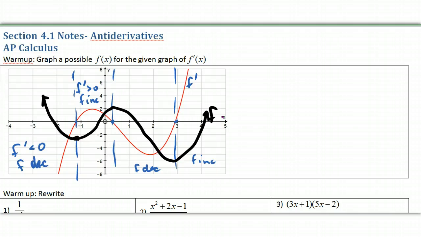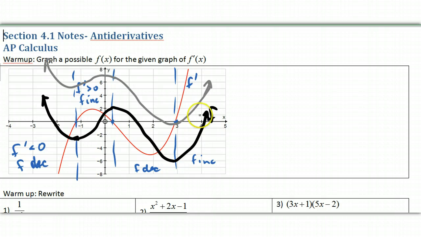Now, when you graphed this, you possibly did it up here. So maybe we had one up here. It's the same exact curve. It's just shifted up. That would be a possibility as well. I could do an infinite number of these up and down, and those graphs tell me quite a bit if I'm given f prime and I want to find f.